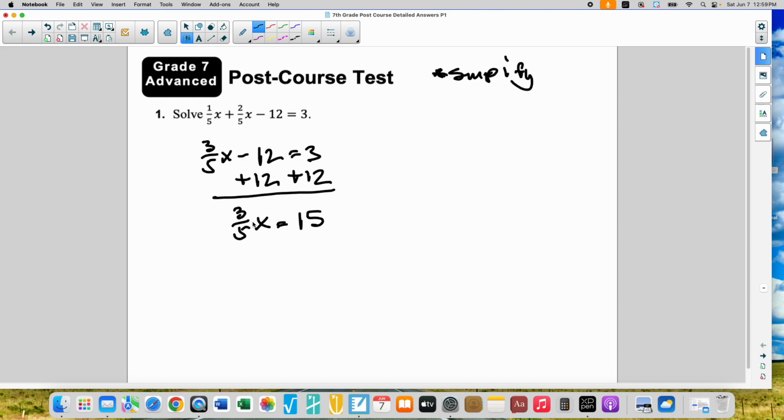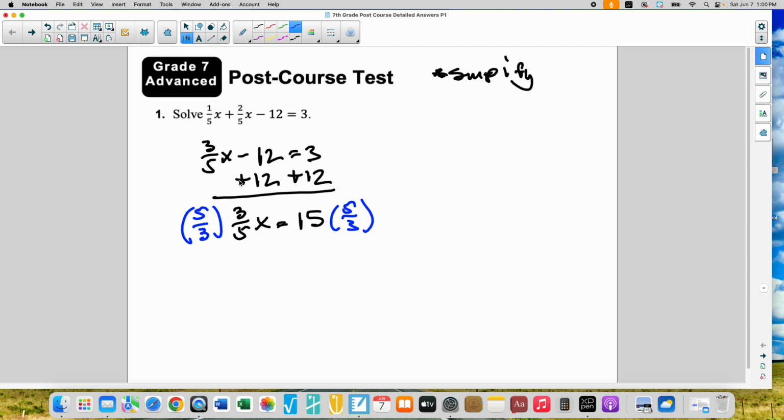We have 3/5 times a variable. We could divide by 3/5, but that would be really ugly, because the inverse of multiplication is division. But who wants to deal with that? That looks yucky. So there's a much more efficient way when you have fractions. The other inverse of multiplication is multiplying by the reciprocal. The reciprocal of 3/5 is 5/3.